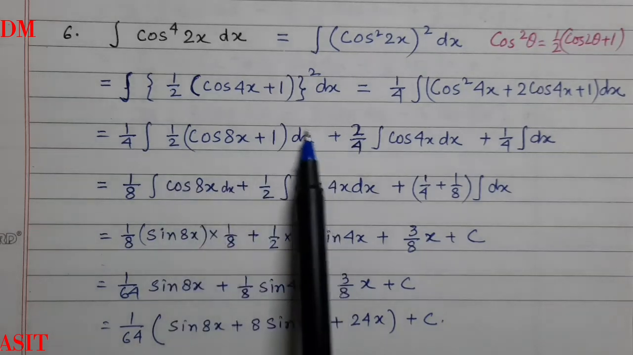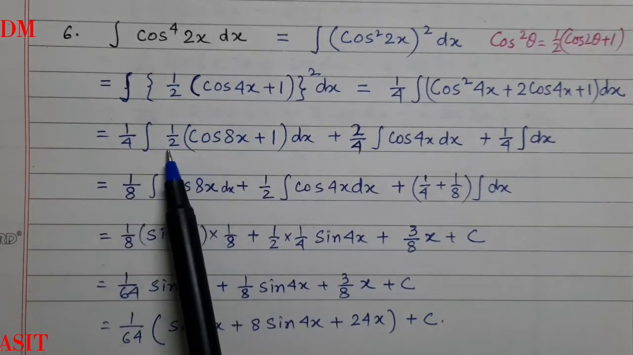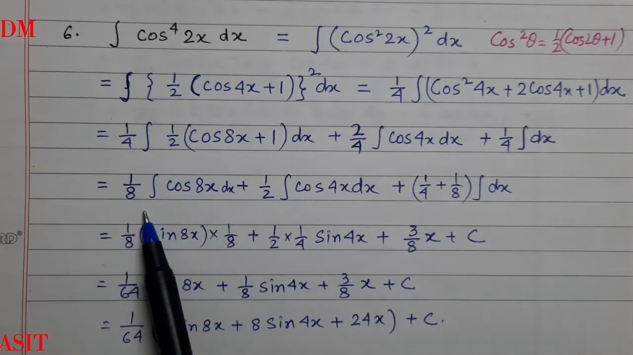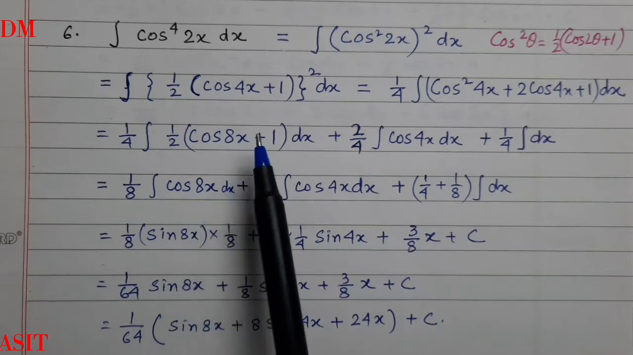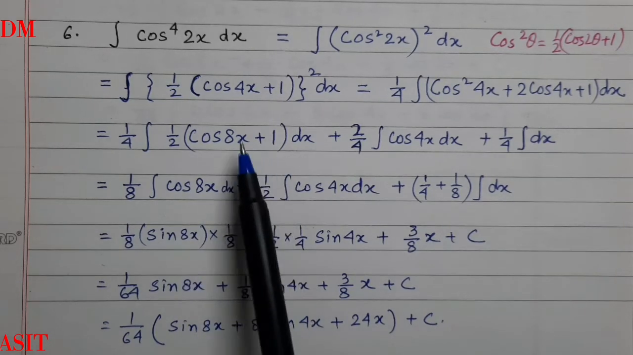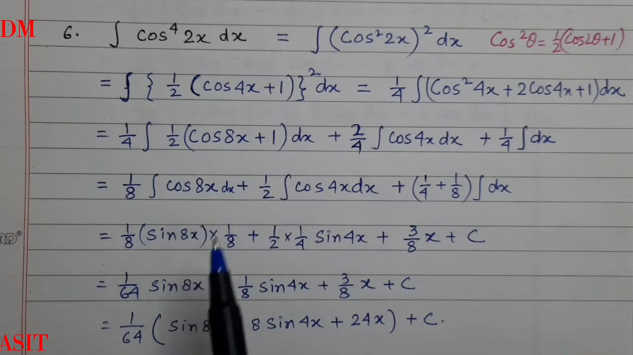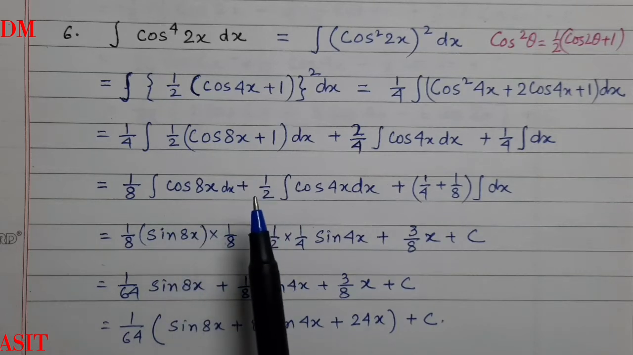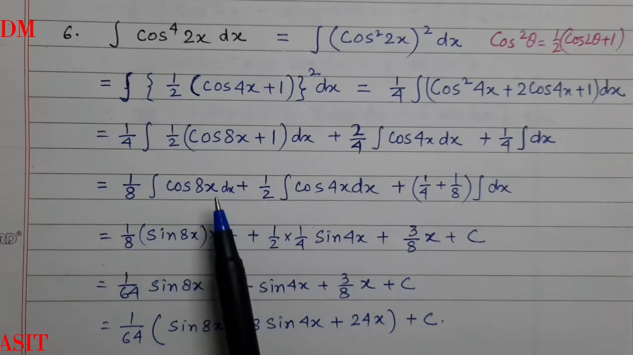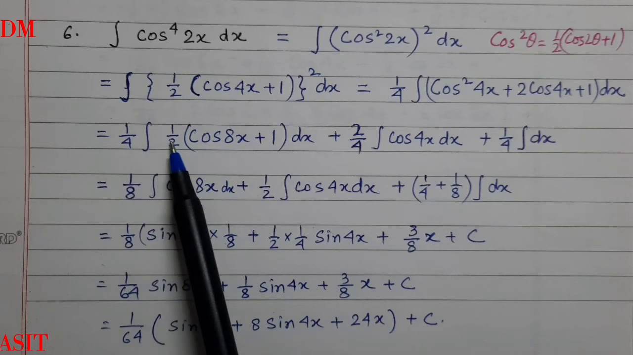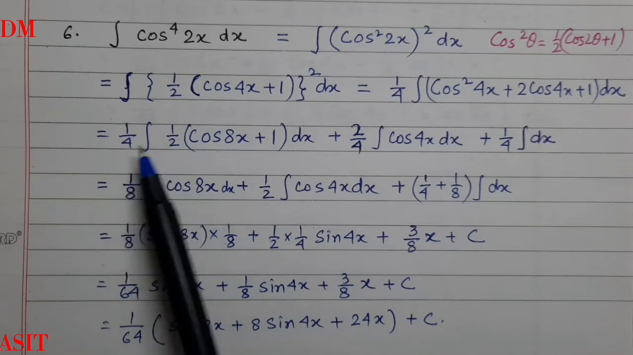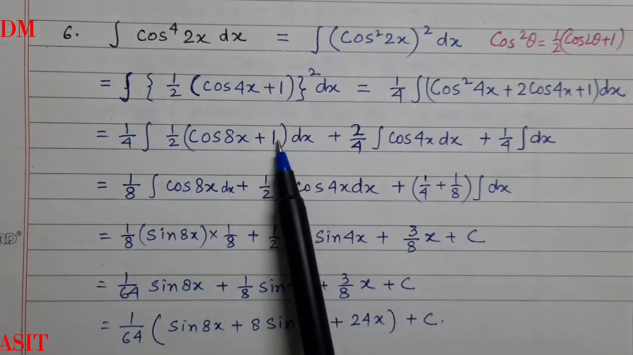Now let's see this first integration. It will be 1 by 8, 1 by 8 cos 8x dx. Since we can see that there are two terms, this will also distribute. So this will become, okay, 1 by 4 plus 1 by 4 into 1 by 2, so this will also distribute here.